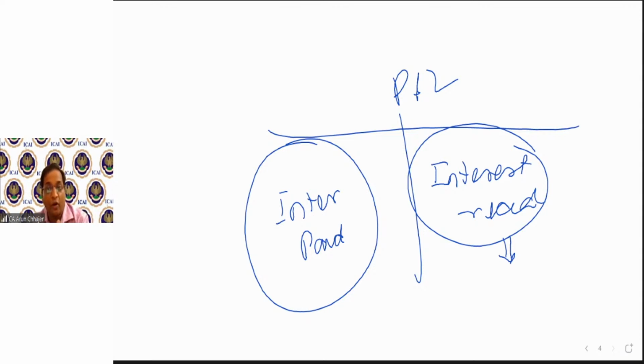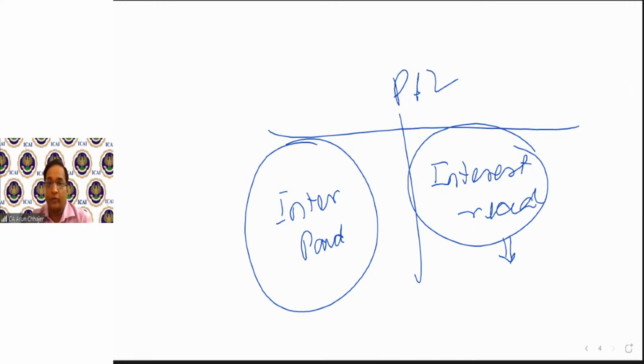Now you all are saying outward supply. Please write somewhere in the notebook or paper or anything which you are using. Please write somewhere interest received is my outward supply.